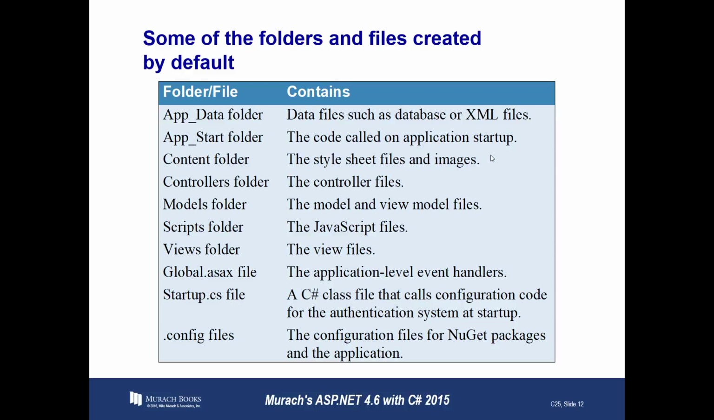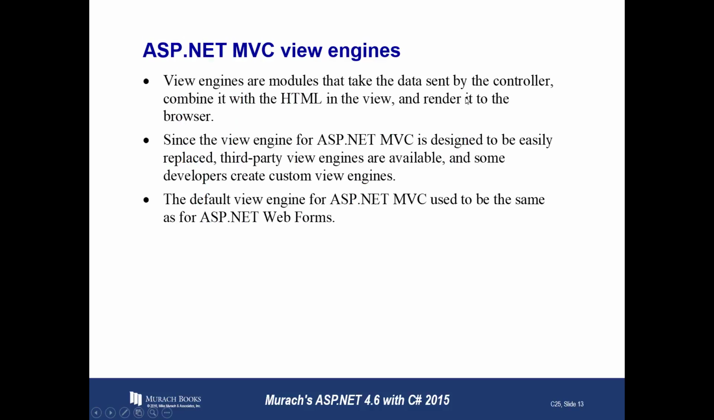The global.asax file works with event handlers. The startup.css file, as it says, calls configuration code for the authentication of the system when you start. And the config files are used for NuGet packages and other things in the application.